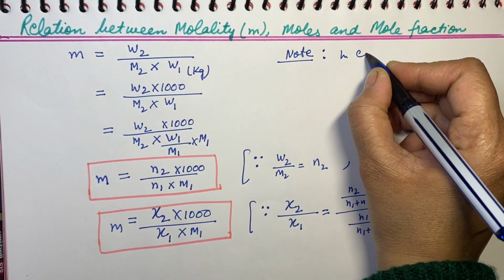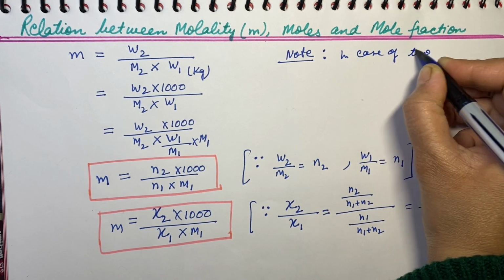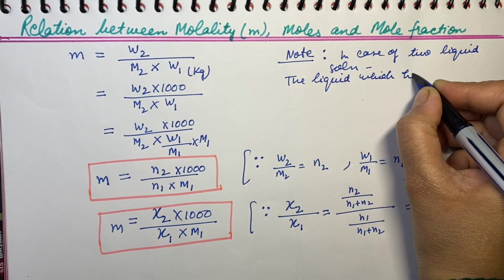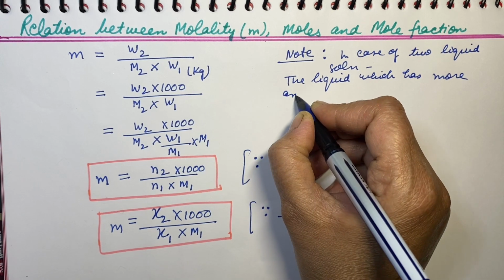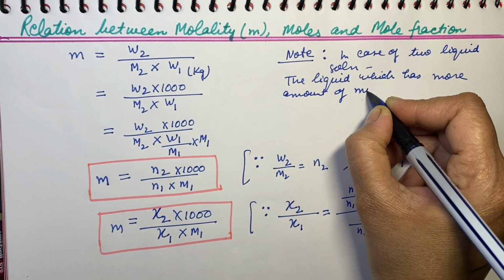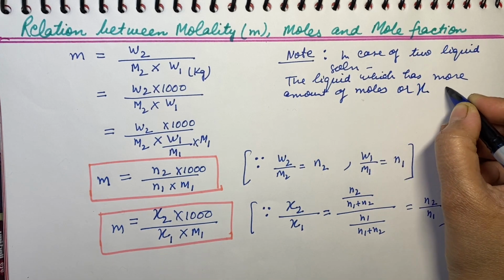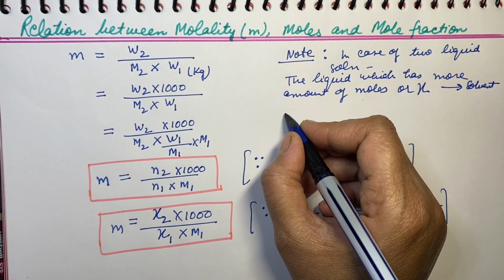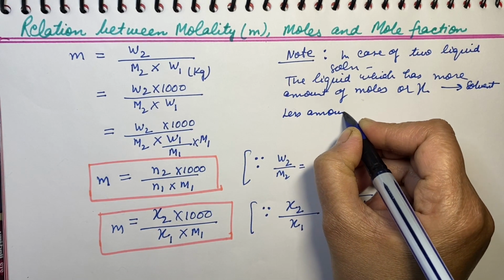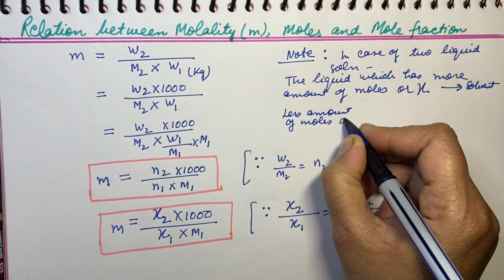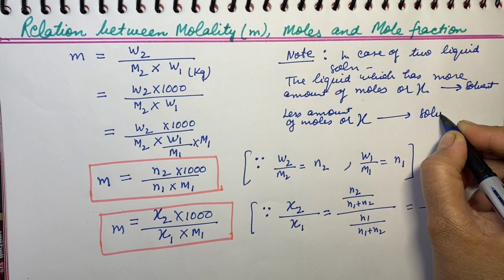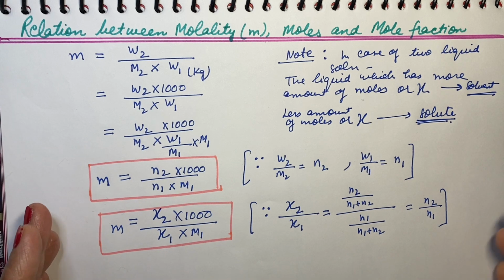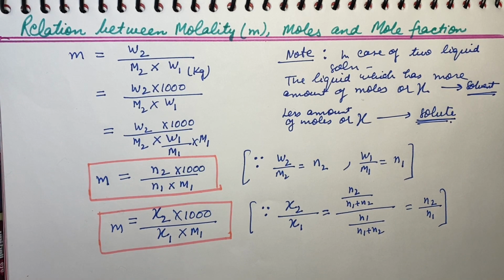Always remember that in case of two liquid solutions, the liquid which has the greater amount of moles or mole fraction is taken as the solvent, whereas the other liquid having the lesser amount of moles or mole fraction will be treated as the solute. Always remember this. Now, keeping these formulas and this trick in mind, we are going to solve the problem.